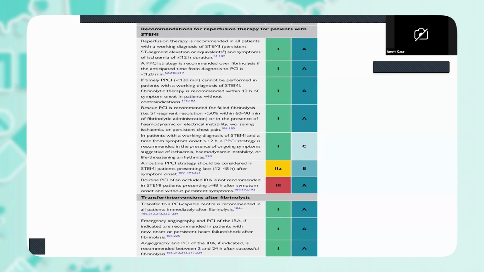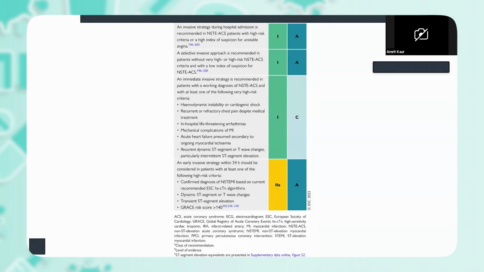This is all about PCI. And I would suggest in questions, when confused, always PCI is the answer. Very rarely is fibrinolysis the answer. This is again for NSTEMI, and if you read it in entirety, the answer that comes out is, in an NSTEMI patient, the answer is also PCI.